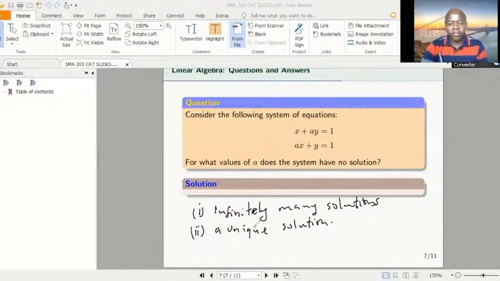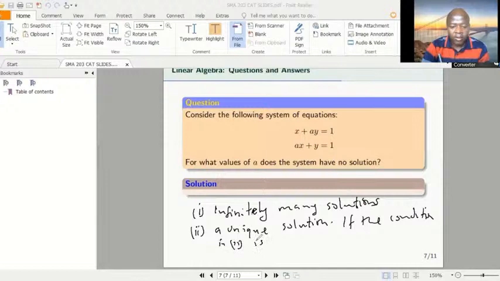What would be the value of A if this system is to have a unique solution? And if this condition in Roman 2 is satisfied, solve the system.